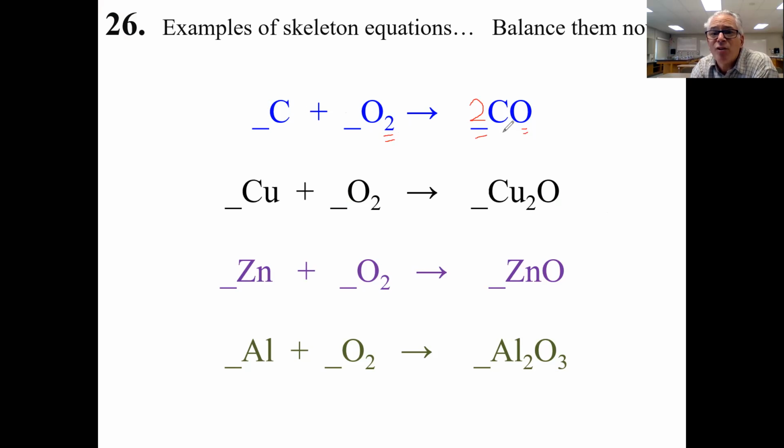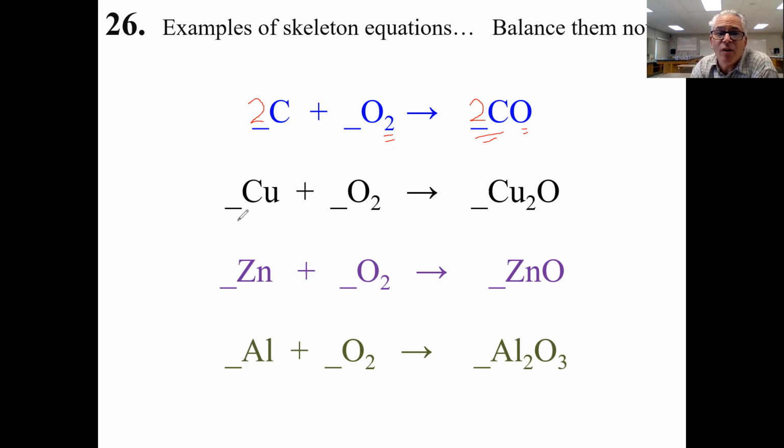CO. That's good, but I also have 2 carbons. That means I got to put a 2 in the front. So let's check. 2 carbons in the reactant, 2 carbons in the product, good. 2 oxygens in the reactant, 2 oxygens in the product, good. This is in a 2 to 1 to 2 ratio. This next one, copper and oxygen make copper Roman numeral 1 oxide.